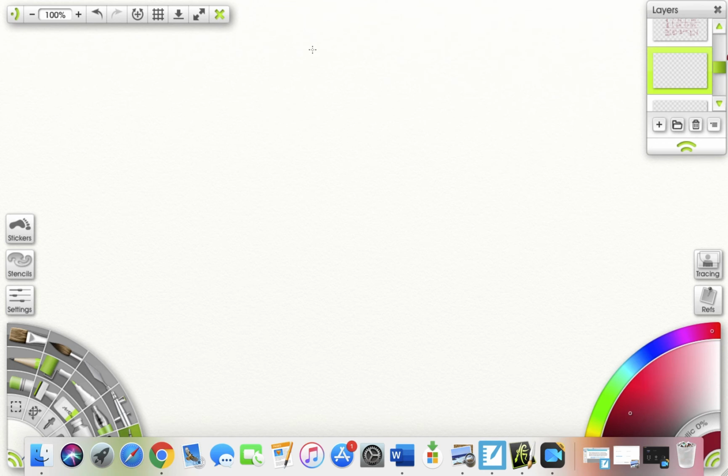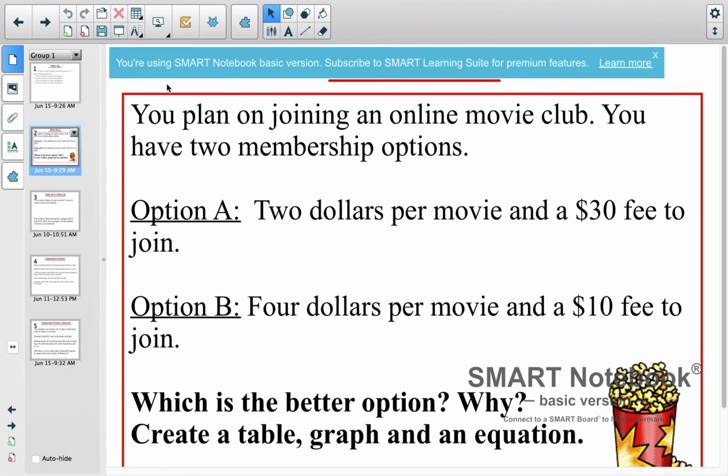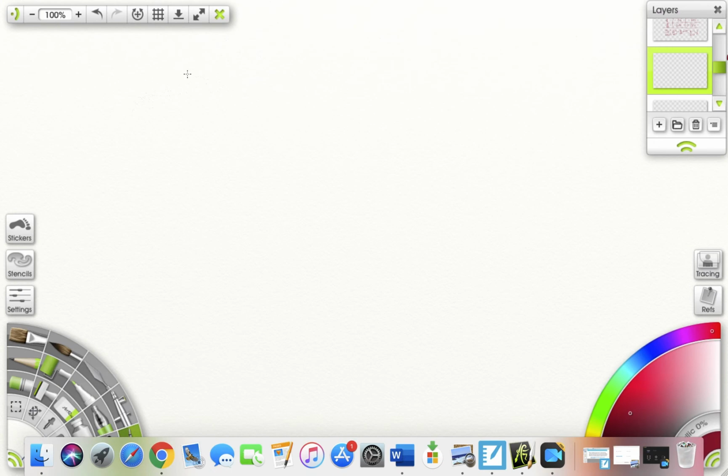If I were to represent it as an equation, it was $2 per movie and $30 to join. So that $30 to join is on its own, because that $30 to join isn't going to be contingent on how many movies I go to watch. If I go to watch 100 movies or if I only go to watch 2 movies, it's still going to be $30 no matter what.